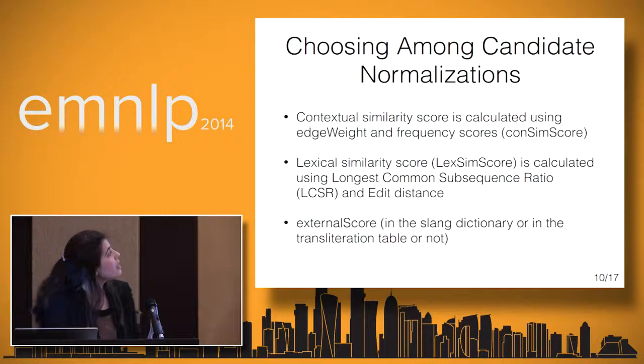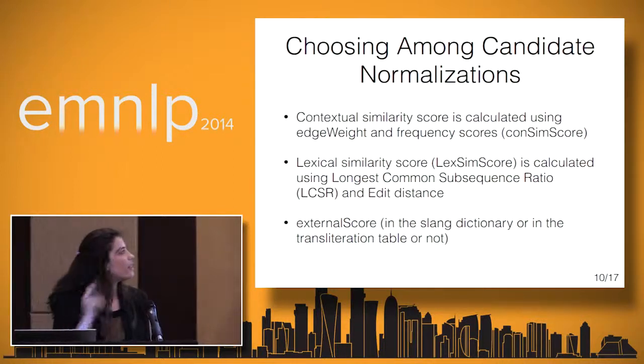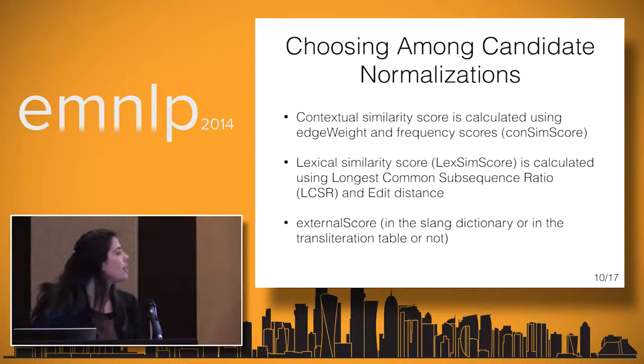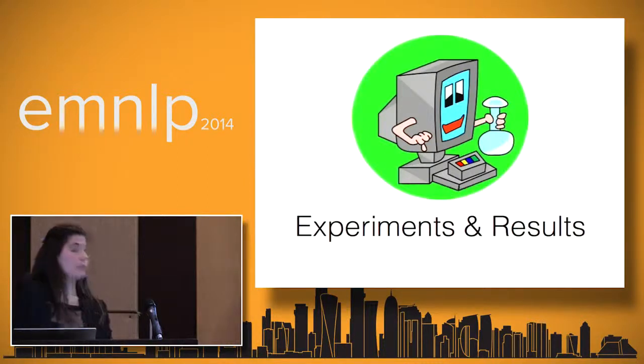We use three metrics. The first one is the contextual similarity score. It's calculated using edge weight and frequency scores. Edge weight represents the input context, and frequency represents the global context of the candidate. The lexical similarity score is calculated using longest common subsequence ratio and edit distance. And we give an external score to each candidate if they exist in our slang dictionary or in the transliteration table; otherwise their external score is 0 by default. Now let's see our experiments and results.